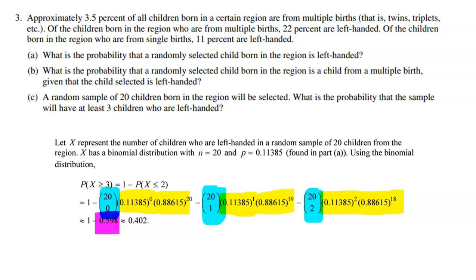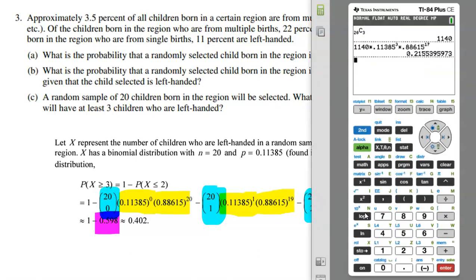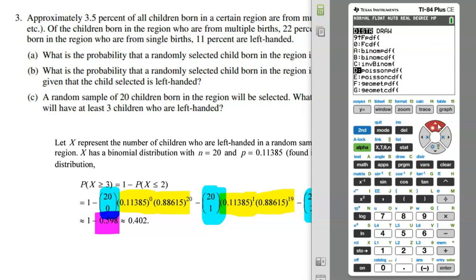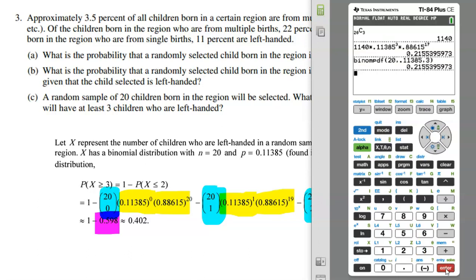Now, a couple different ways to get this easier on your calculator. Other than doing it by hand, which is what I just did, I mean, the calculator did the math, but I had to type everything in. There's this really cool feature called second vars. Under second vars, you can scroll to binomial PDF. This will do all of the math for you. All you're going to do is type in 20 trials. The probability of success is 0.11385. And X is how many you're looking for. So for example, in the problem I did with you, I was looking for 3 people to be left-handed. Look how fast that gets to the same answer of 0.2155.